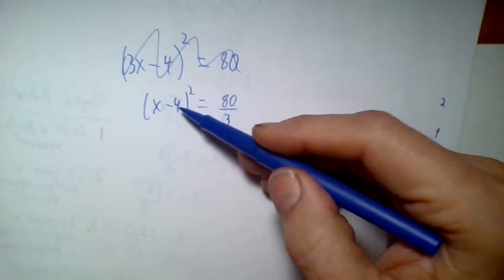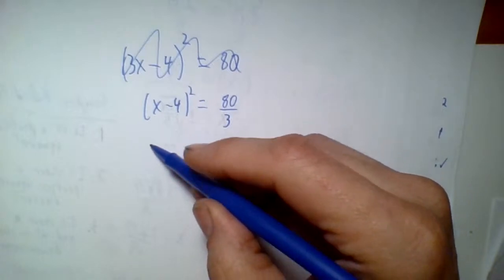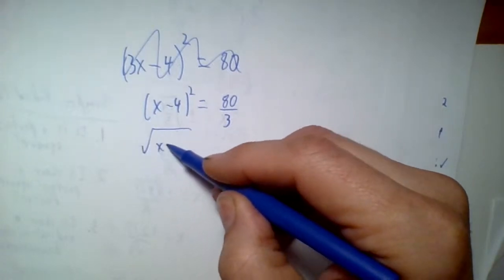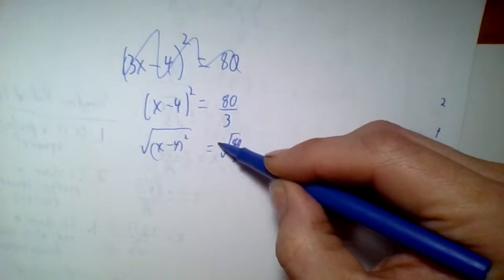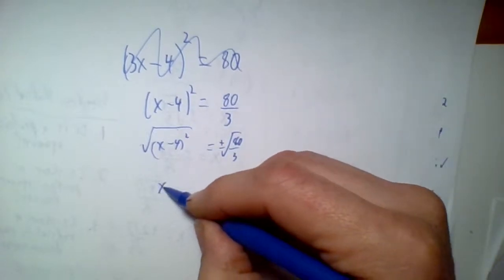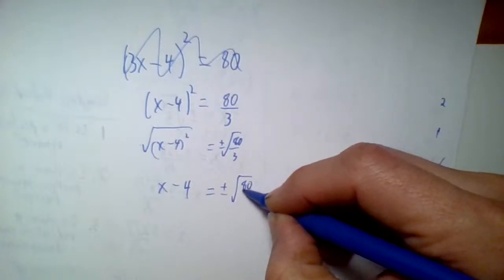I do have the squared thing by itself already. I'm already in the nice form. Perfect square thing equals number. So I'm ready to apply the square root property. Square root of this, square root of this. I'm going to get the plus or minus in there. So I get x minus 4 equals plus or minus the square root of 80 over 3.